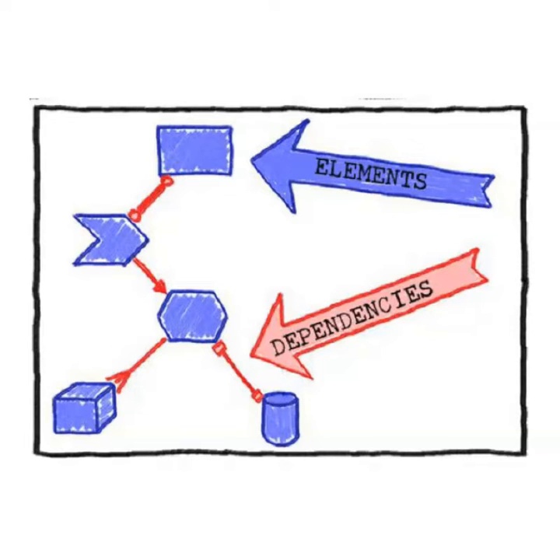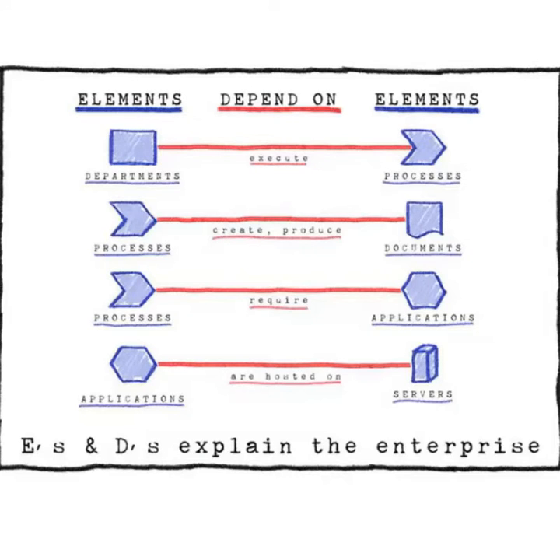So the diagrams consist of boxes and lines between these boxes, which are elements. Elements can be a server or a process, and that can be described in more detail in a textual form. And the dependencies are the dependencies between these elements. So a server is hosting an application, or a process is using an application. Talking a little bit more detail about the elements and the dependencies, I want to give a couple of examples here.